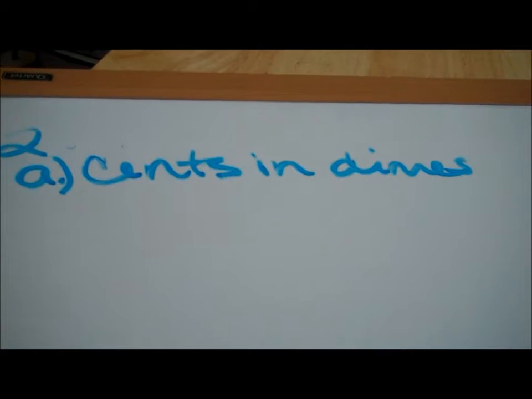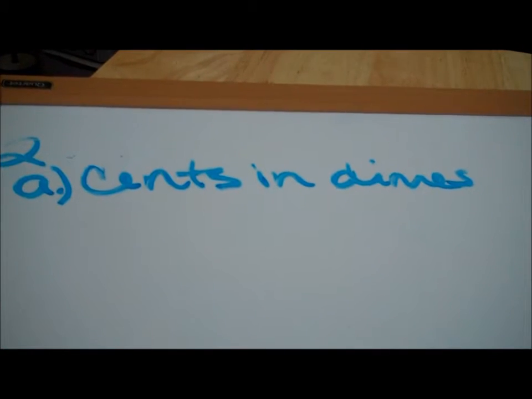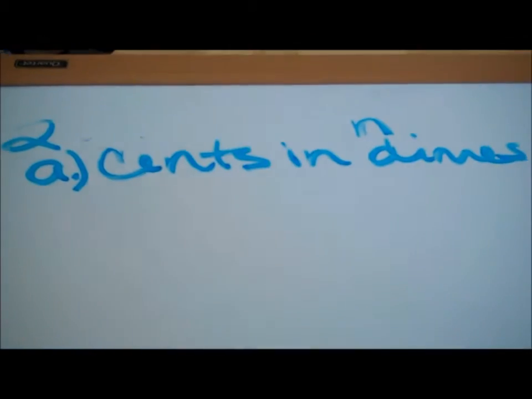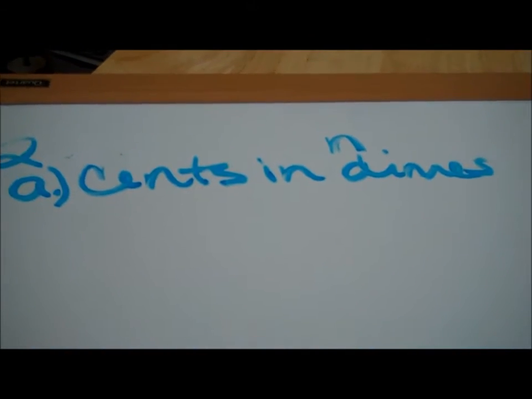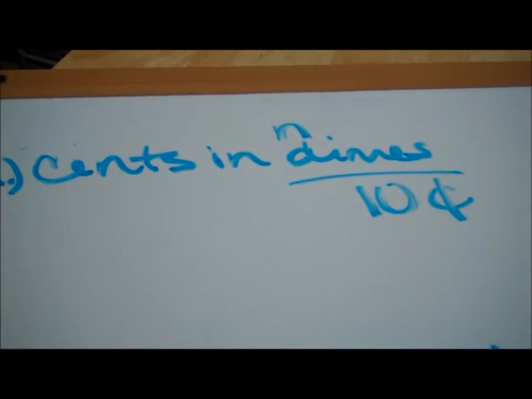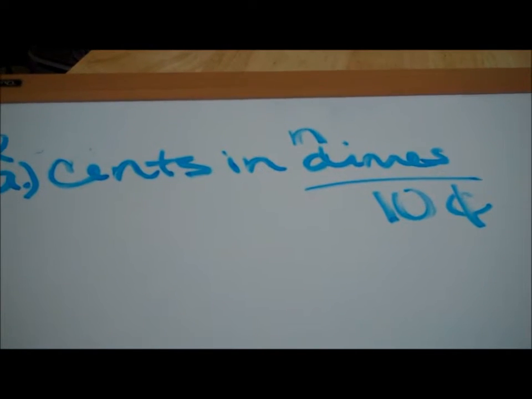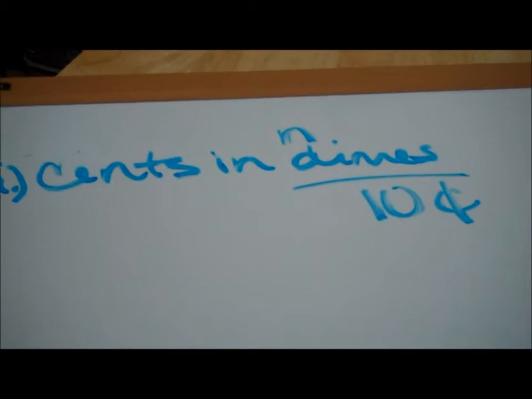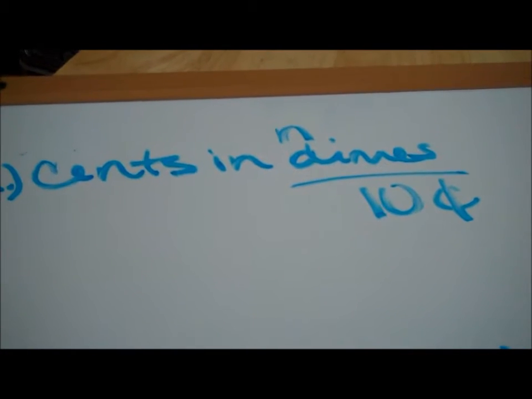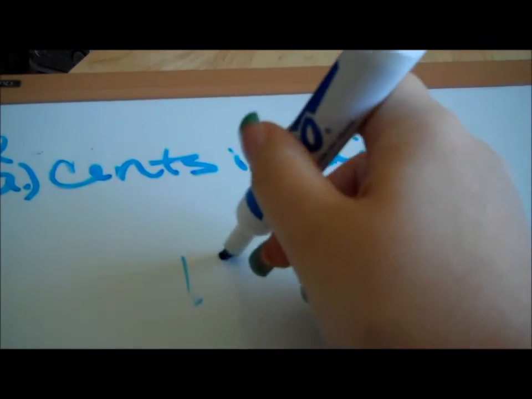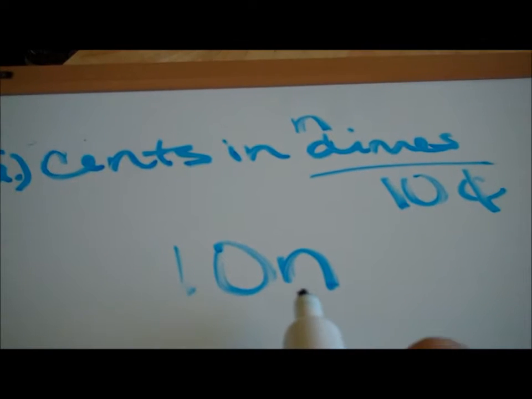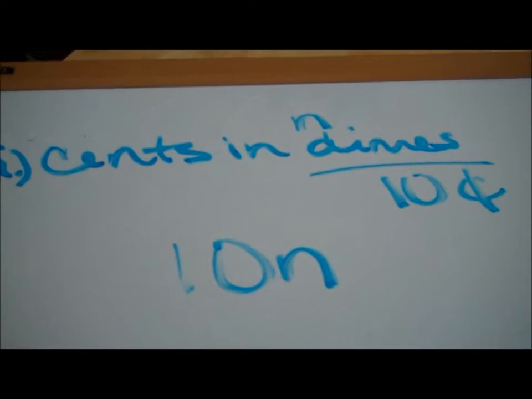Number 2A wants us to write an expression expressing cents in dimes. So again, you have to use the N. Well, we know that a dime is 10 cents each. So if I want to know how many cents are in so many dimes, if I have 1 dime, that's going to be 10 cents times 1. If I have 2 dimes, that's going to be 10 cents times 2. So the expression for this one is 10N. So 10 cents for each dime, and then N represents however many dimes we're going to have.